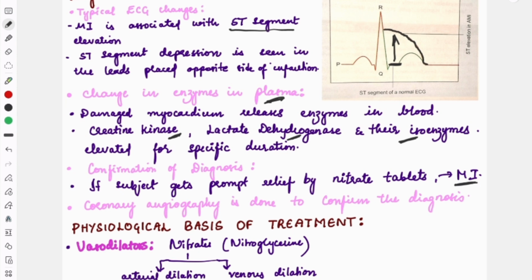Even after intake of the tablet, if the patient is not having any kind of betterment in the condition, that indicates that it is not MI, it is some other disease. Okay, and you can confirm the diagnosis by doing coronary angiography. This is the ultimate diagnosis that you give to the patient suffering from myocardial infarction. Okay, just to diagnose whether it is correct diagnosis or not.